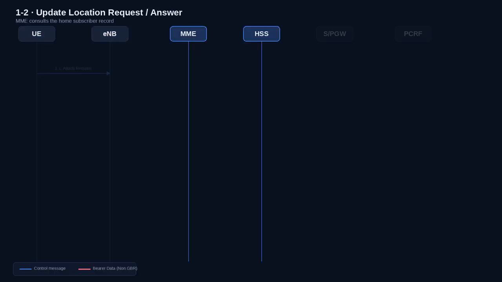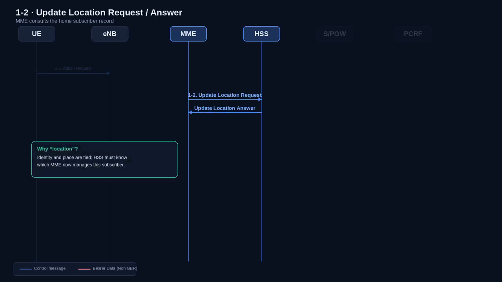The attach request creates a new problem. The MME cannot invent subscriber truth out of thin air. It needs the home database. So the path morphs upward to the HSS. Step 1-2 is update location request and answer. The MME tells the HSS that this subscriber is now attaching under its care, and the HSS answers with the subscription data the MME needs to continue. Why update location, not login?